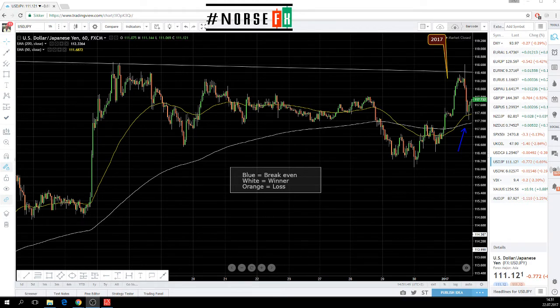I have marked out the trades with arrows. Blue arrows represent break-even trades. White represents the winners. Orange represents the losers. And we will experience good and bad market conditions, and a seriously horrible market condition where we take a load of losing trades in a row.